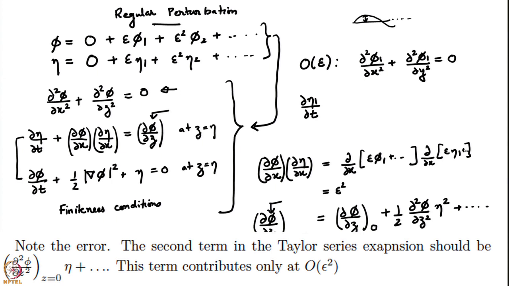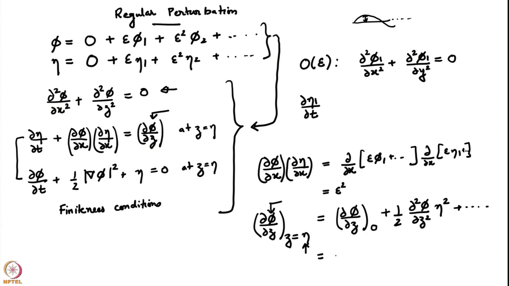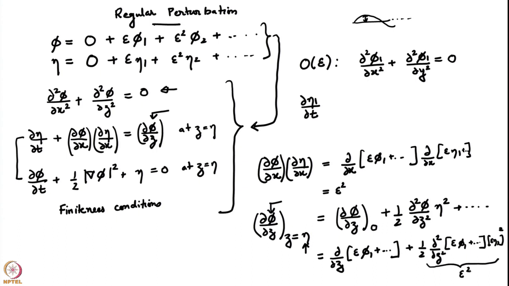Now, we can substitute the expansions for phi. So, if I do that, then I will have del by del z of epsilon phi 1 plus dot dot dot plus half del square by del z square of epsilon phi 1 plus dot dot dot, times epsilon eta 1 whole square. You can immediately see that this term is going to be order epsilon square or higher, but this is going to give us an order epsilon term. Okay. So, this order epsilon term is going to be del phi 1 by del z evaluated at z is equal to 0. Not the unknown interface, but at the known base state location.